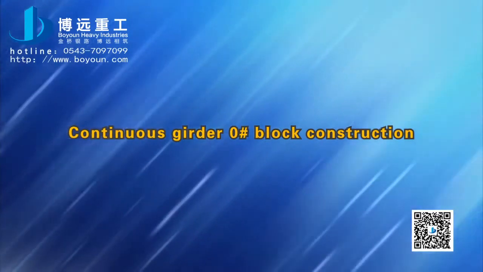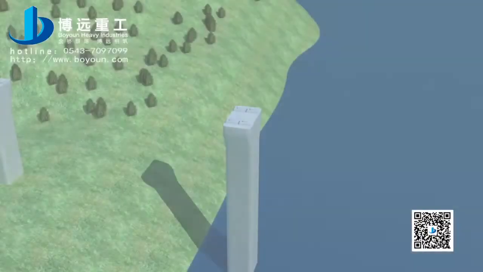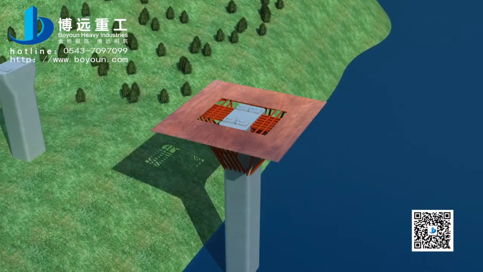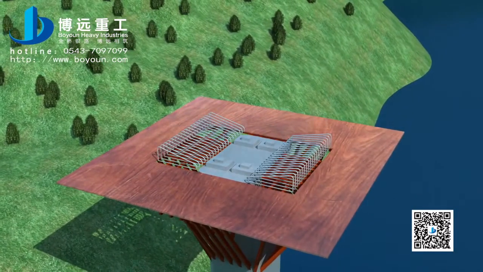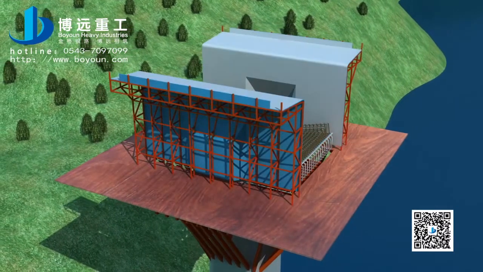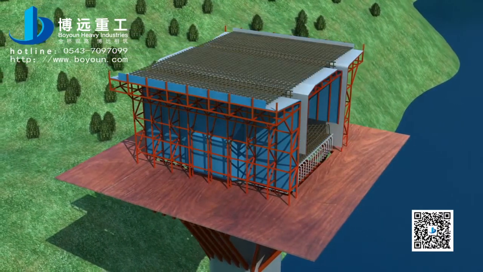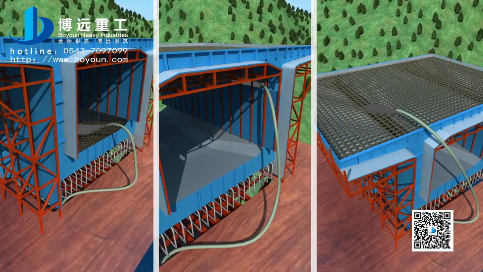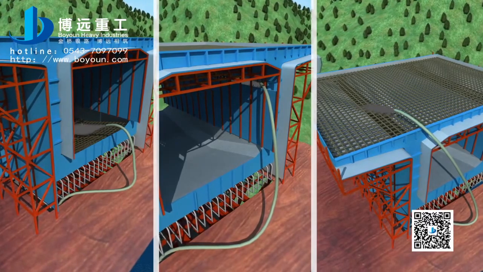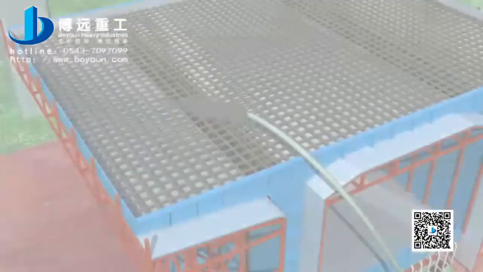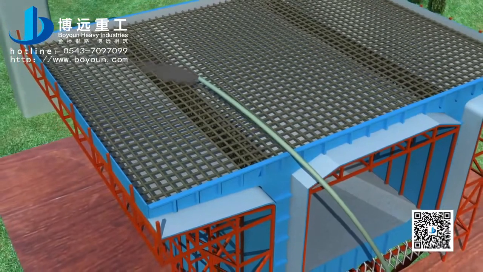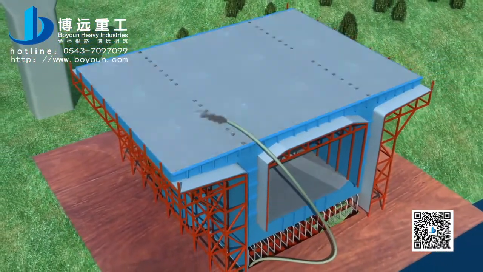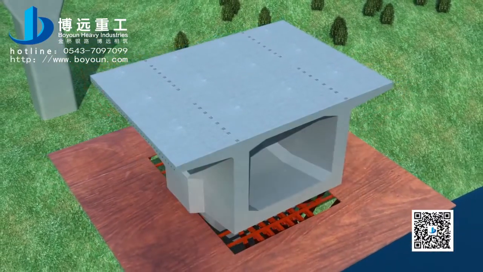Continuous girder zero block construction. After the construction of the lower infrastructure of the bridge is completed, install the zero block support and formwork at the top of the pier, then bind the steel bar. Cast the box girder bottom formwork, web formwork, and roof concrete in turn. The casting should follow the symmetrical principle, namely even from two ends to the middle. Finally, complete the construction of the zero block.